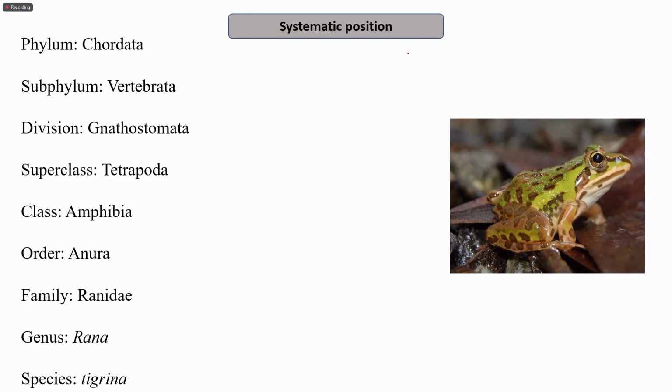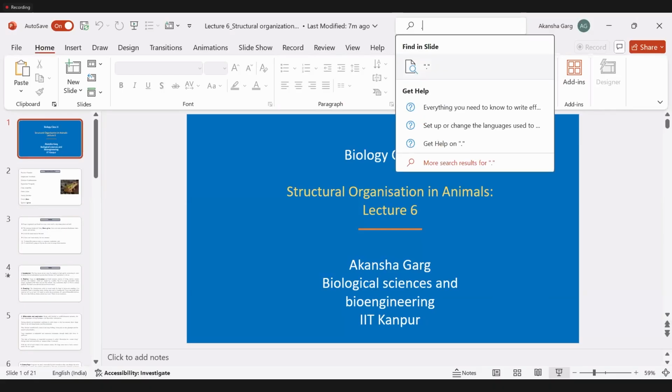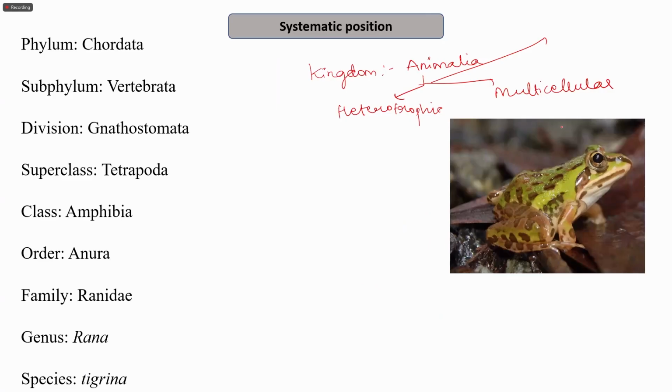So it belongs to kingdom Animalia. That is, they are heterotrophic. They cannot produce their own food. They are multicellular. They are eukaryotic.